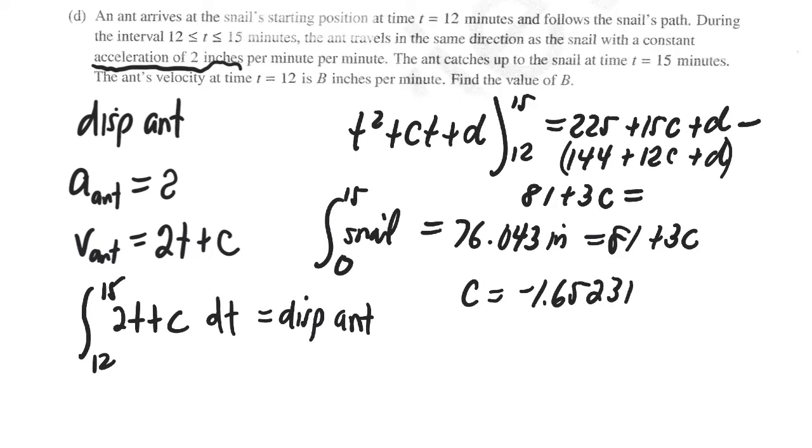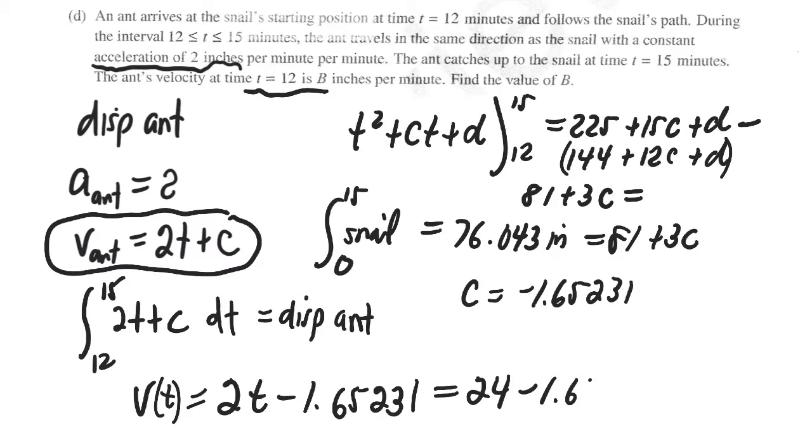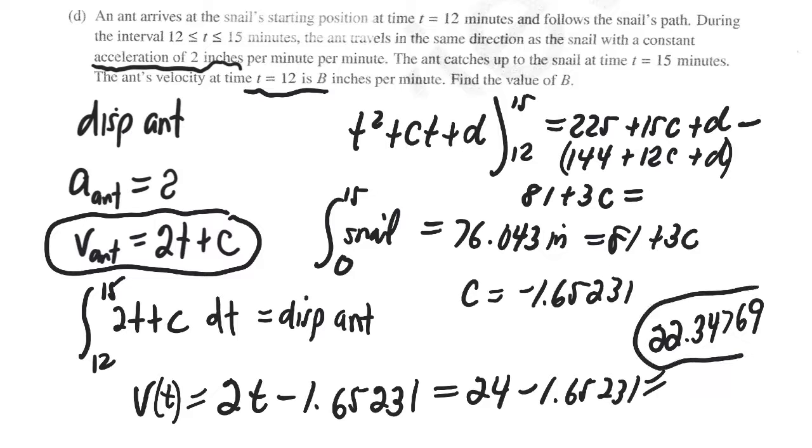So what's the takeaway with that? Well, now I know exactly what the velocity of that ant is at any given moment. The velocity of the ant is 2t minus 1.65231. All they asked you was, tell me the velocity at time 12. So when you plug in 12, 24 minus 1.65231 ends up being, I believe, 22.347669, roughly. And they said it's b inches per minute. Basically, that's your b value right there.